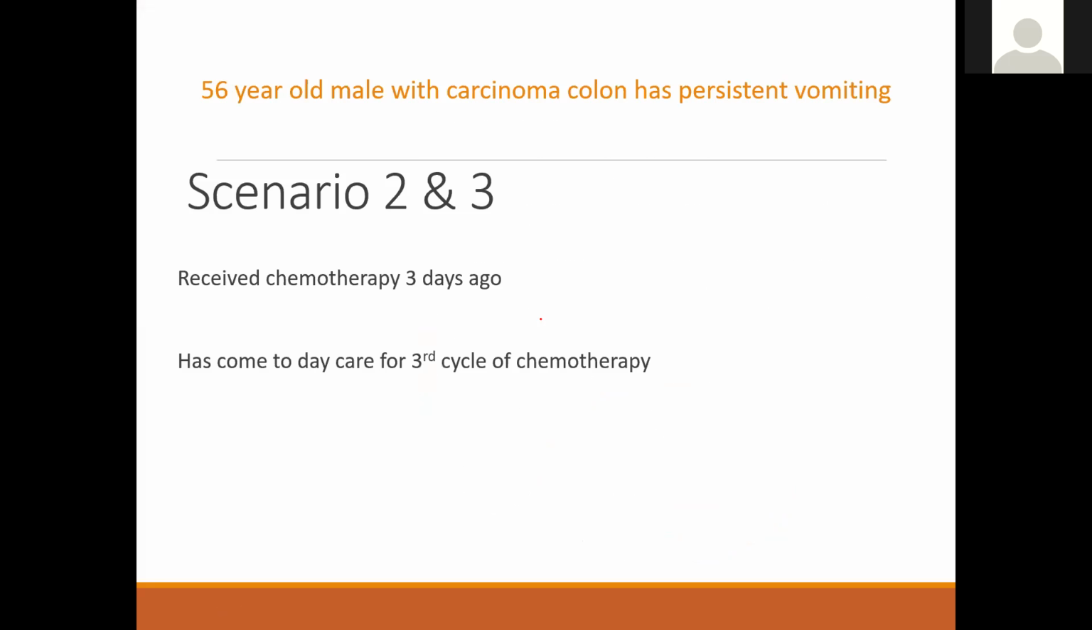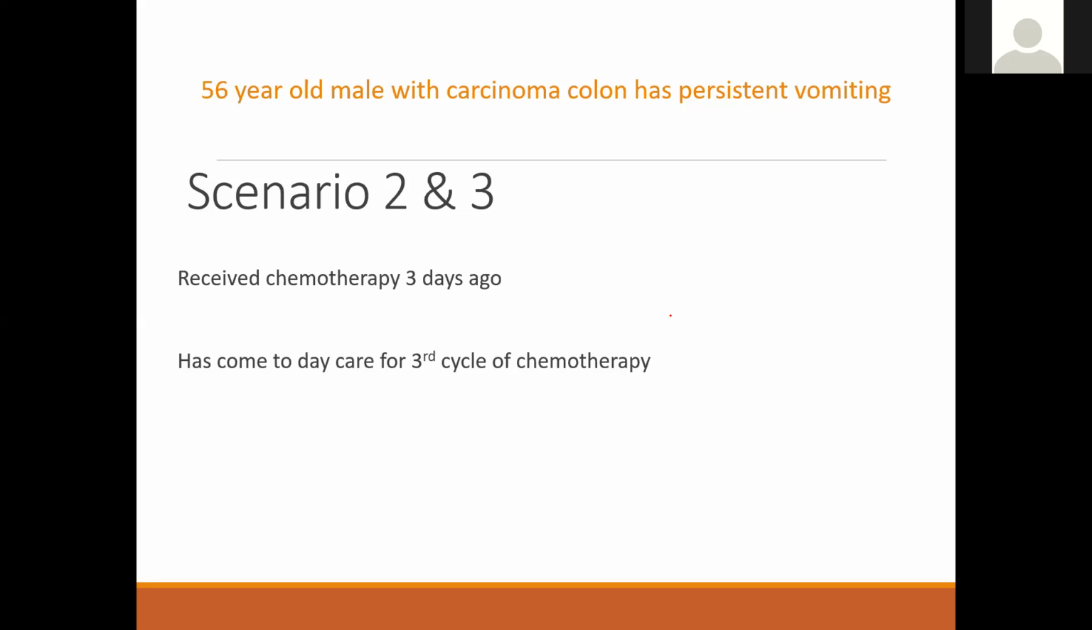So the same 56-year-old male with CA colon has persistent vomiting, and on further asking, he says, I had chemotherapy 3 days back, and today I have come to daycare for the third cycle of chemotherapy. So what would be the reason for this vomiting? And what are we dealing with here? He had vomiting 3 days ago, and he always received chemotherapy. Today he has come for chemotherapy, and yeah, exactly.